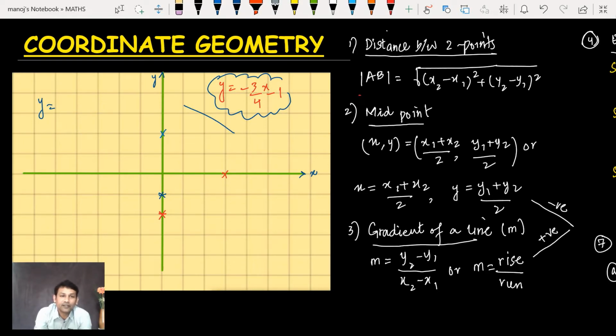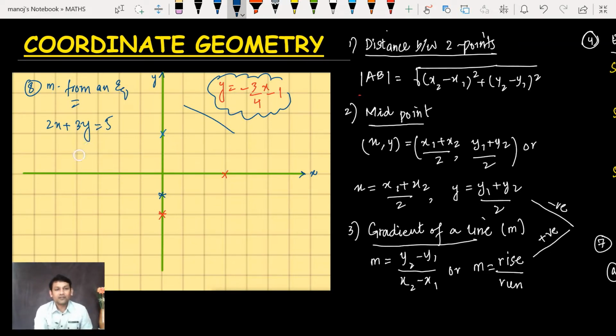Suppose your equation is like this. This is also one point I want to add. This is point number 8. How can we find the gradient from an equation? Like the equation is 2x plus 3y equals 5, and we are required to find the gradient from this equation.